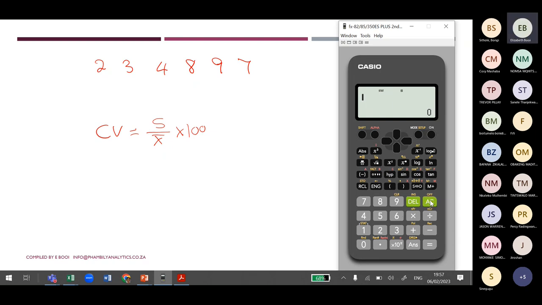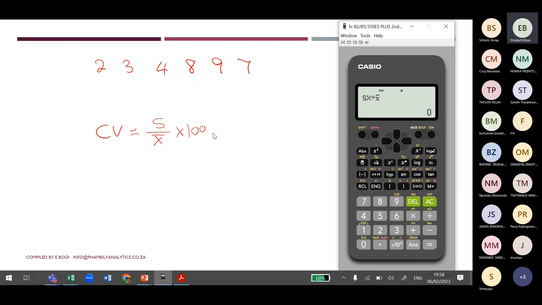You press the AC button and you press shift and you press that, which is number one, and you go to VAR, which is 4. You press 4 and you follow what this formula says. Your standard deviation is s, so we're going to press 4 again. And you press divide and you go shift, that 4, and you press 2 for mean. You just follow what the calculator is telling you to do.